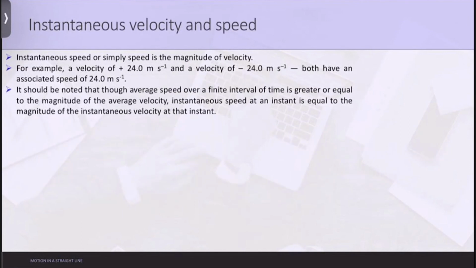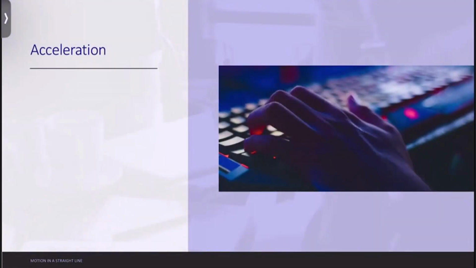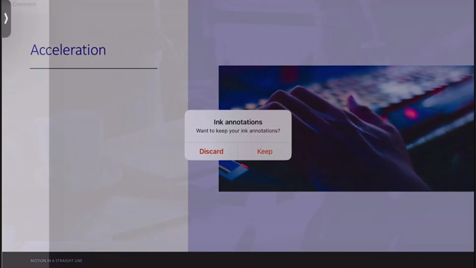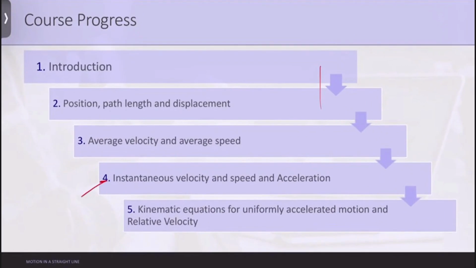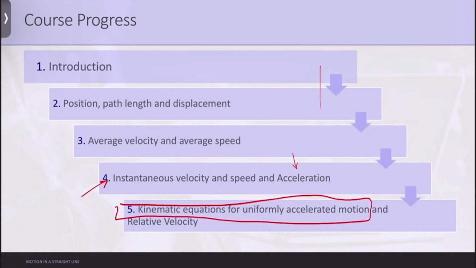Let us end this discussion here. From the next lecture, we will start with this discussion, and then move to the new subtopic, acceleration. In this lecture, we are currently on the fourth topic, instantaneous velocity and speed. After this, only the last five or six points remain, and then we can move on to the new concept, acceleration. After acceleration, the main concept is understanding the kinematics equations for uniform motion and accelerated motion, and then we can finally move to relative velocity, and that will be the end of motion in a straight line.